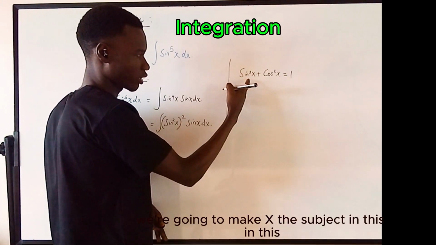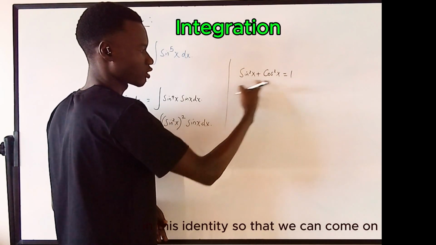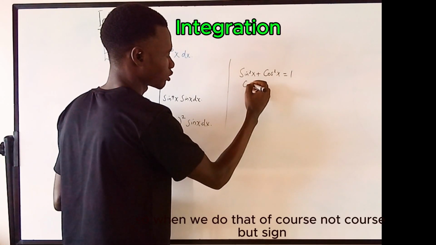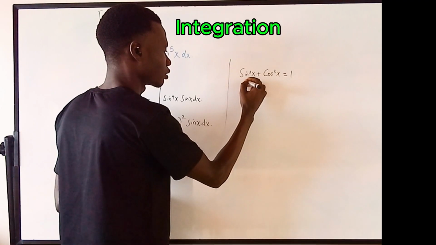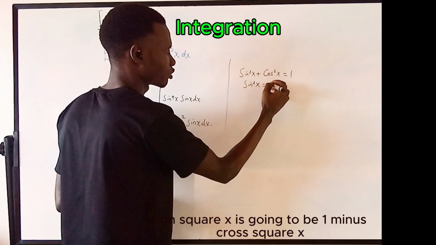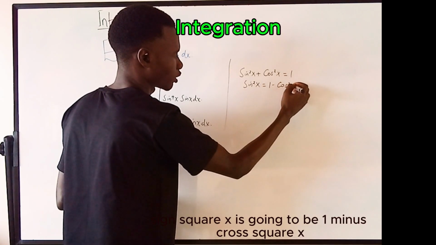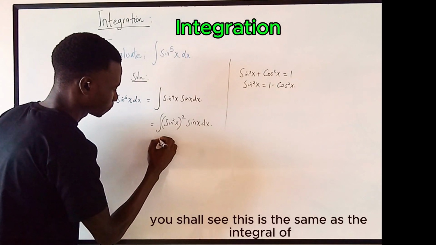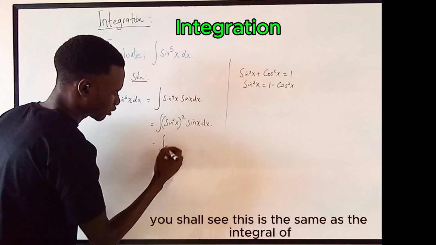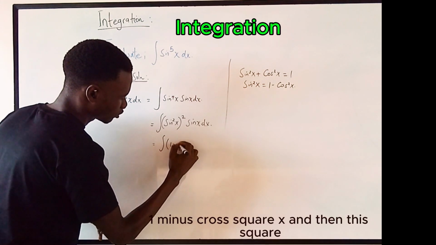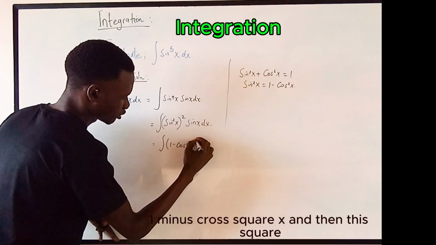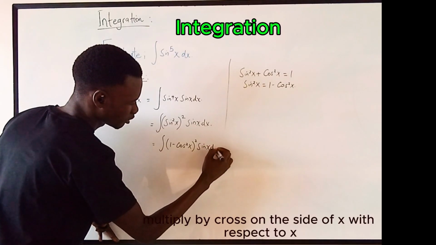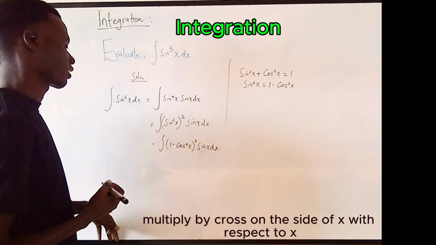We're going to make sin square x the subject in this identity, so that we can substitute it here. So sin square x is going to be 1 minus cos square x, and then we bring it here. We shall see this is the same as the integral of (1 minus cos square x) all squared, multiplied by sin of x with respect to x.